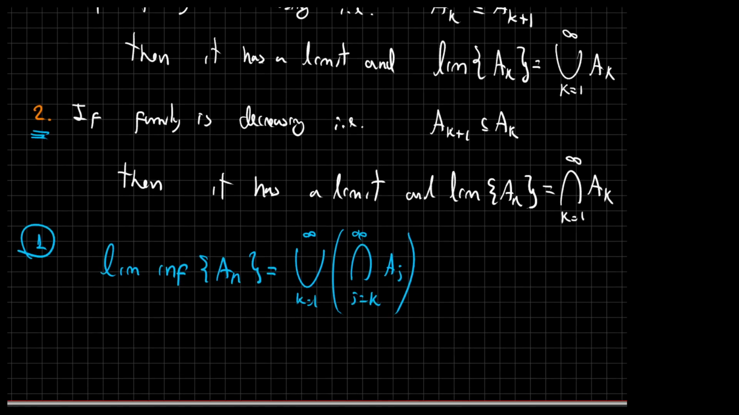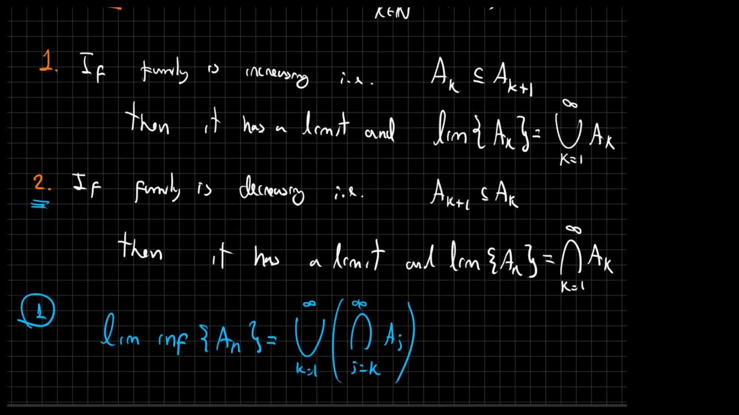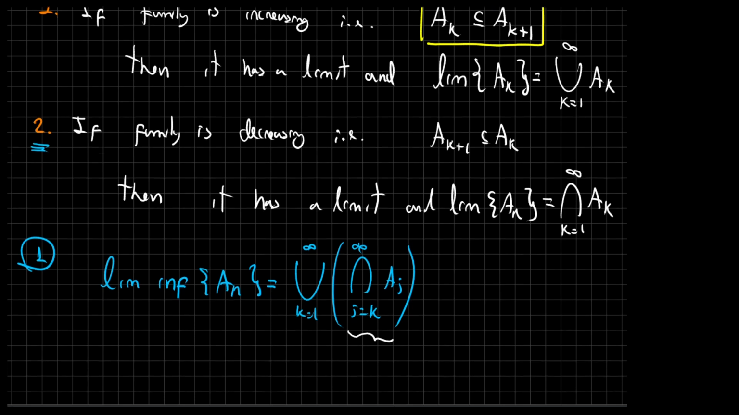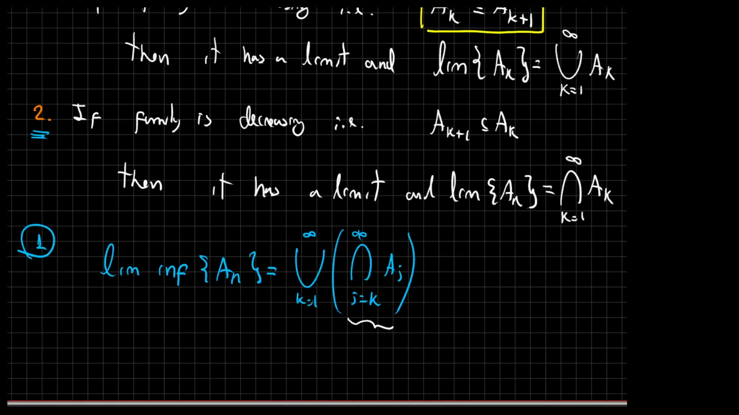So what happens here? Since here the sequence is increasing, then when you intersect everything that starts from k, these intersections. So perhaps if we make some graph, it will be easier to prove.